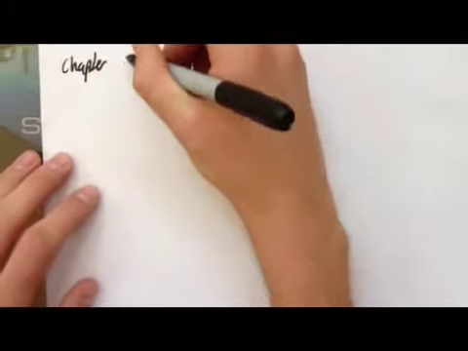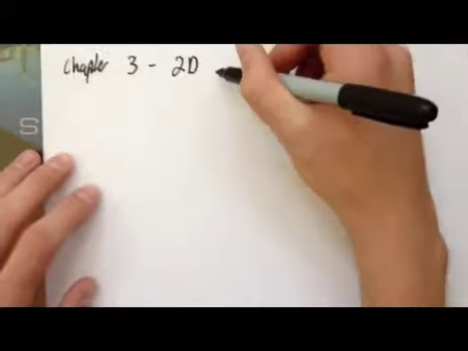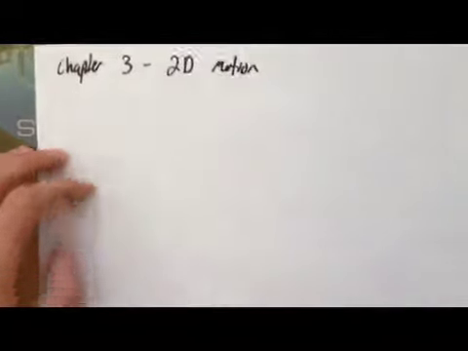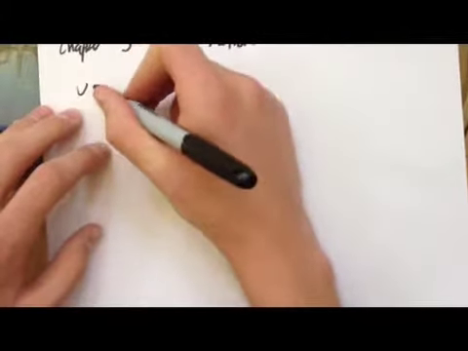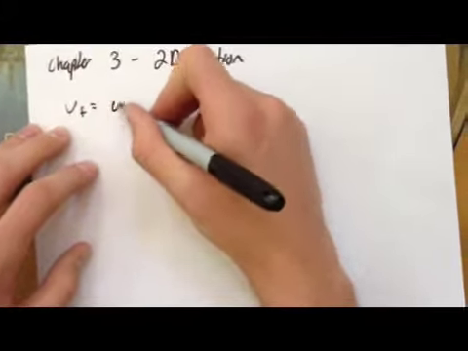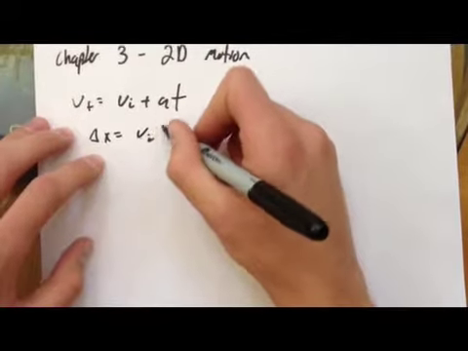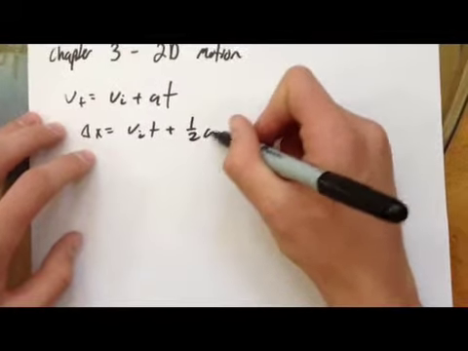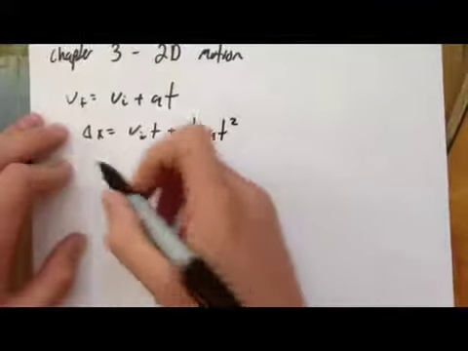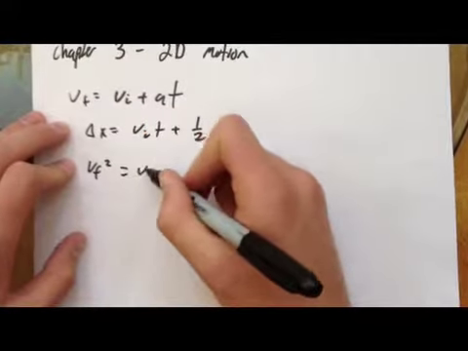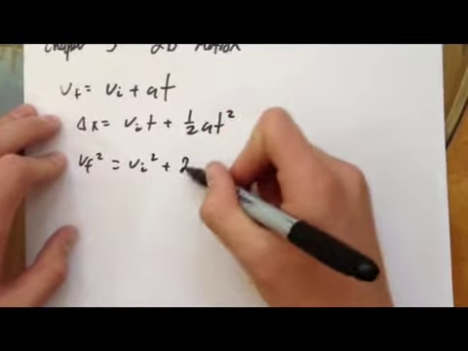Okay, so this is Chapter 3, 2D Motion. So these are some of the things that you need to know. Basic equations are Vf equals Vi plus at. Delta x equals Vi t plus 1/2 a t squared. And Vf squared equals Vi squared plus 2a delta x.